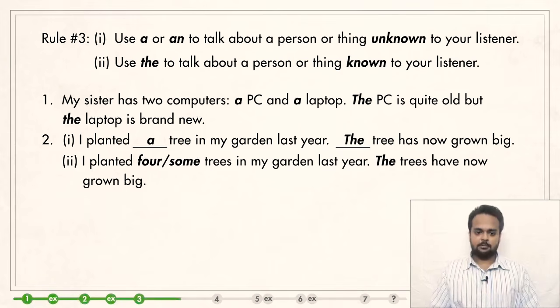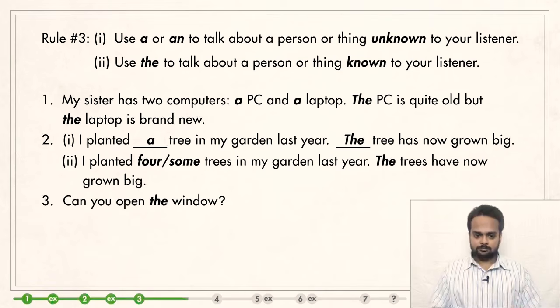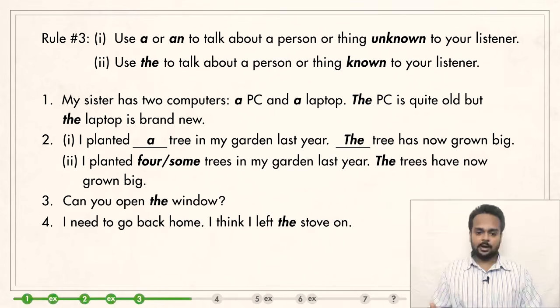In both of these examples, we first introduce something with a or an or some, and then we say the because the listener knows about them. But sometimes you don't need a or an because your listener will automatically understand what you are referring to. For example, can you open the window? If we're sitting in a room, and if I say this to you, you will know which window I'm talking about. Or if I said, I need to go back home, I think I left the stove on.